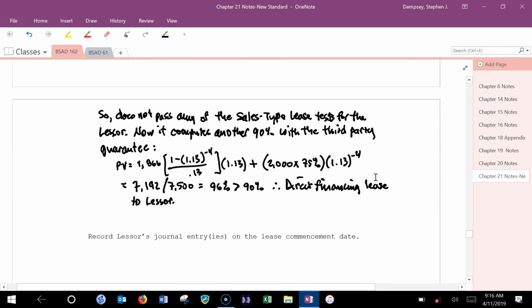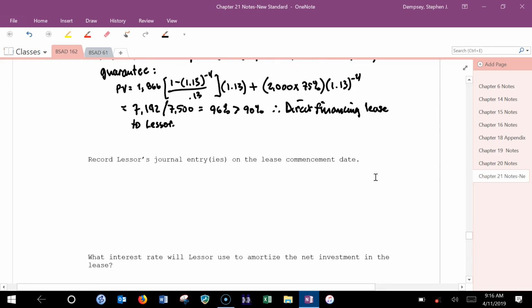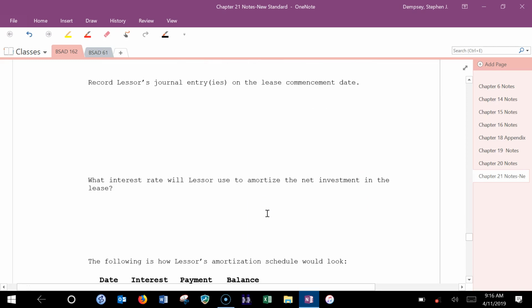So it's not just third party. In the basic lease criteria, that present value test only takes into consideration what is guaranteed by the lessee, okay? And it's the full residual value that's guaranteed by the lessee, right? That's what we're getting at here. It wasn't guaranteed by the lessee at all. All right. So let's record the lessor's journal entries on the lease commencement date.